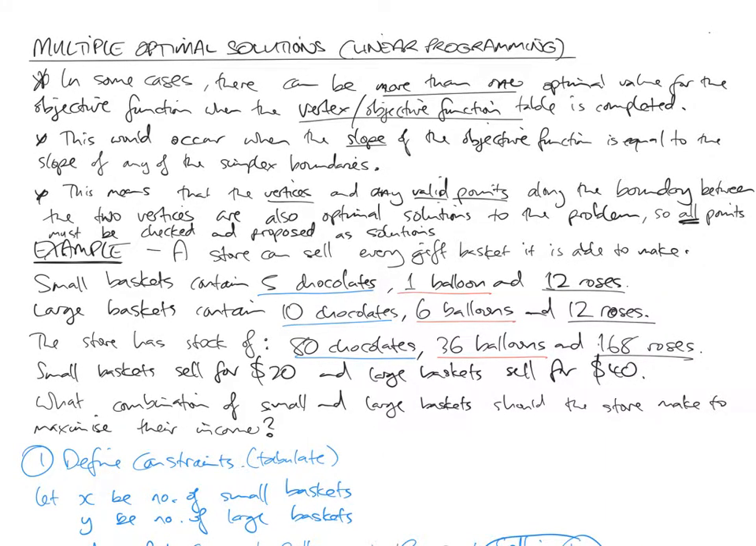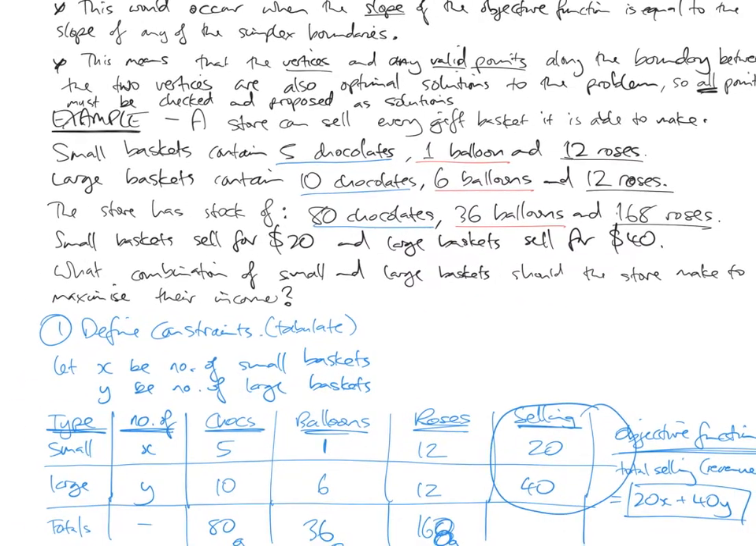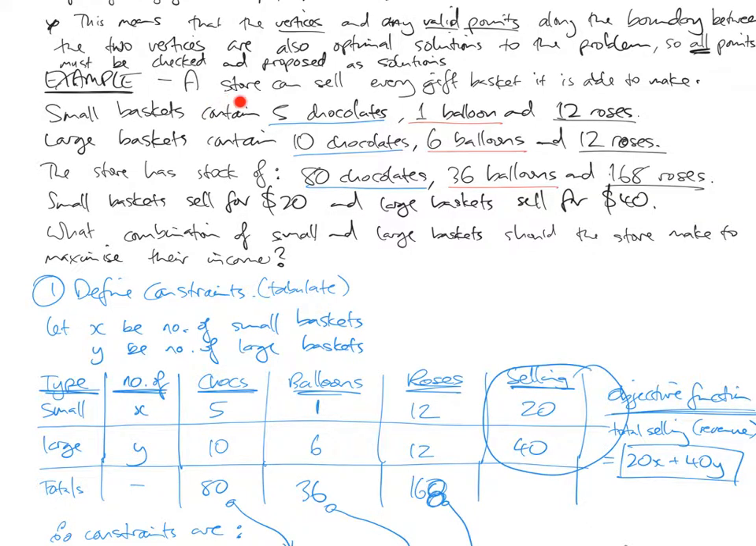Not just one point at a vertex, because we've previously seen that when you're finding the optimal value of a linear objective function, it occurs at a vertex. If you actually find that you've got two of the same optimal value from two different vertices, well, any point along the boundary between those two vertices is also an optimal solution. So all the points you need to check and propose them as solutions. So you're going to have multiple optimal solutions. To see how this works, we need to run through an example.